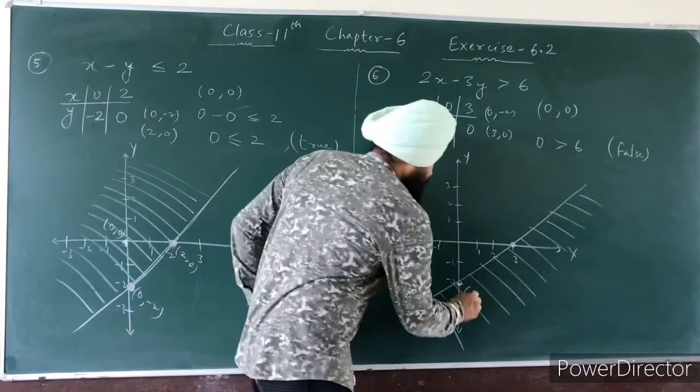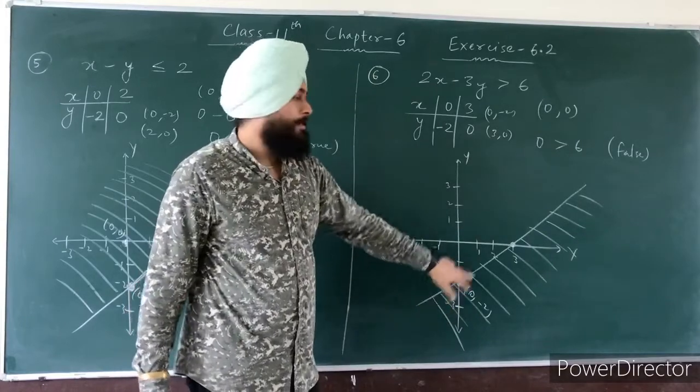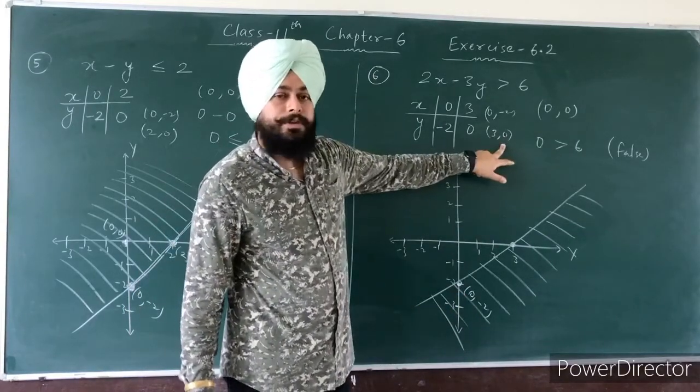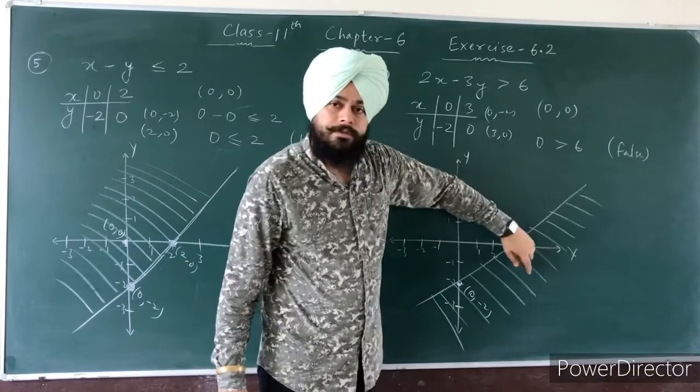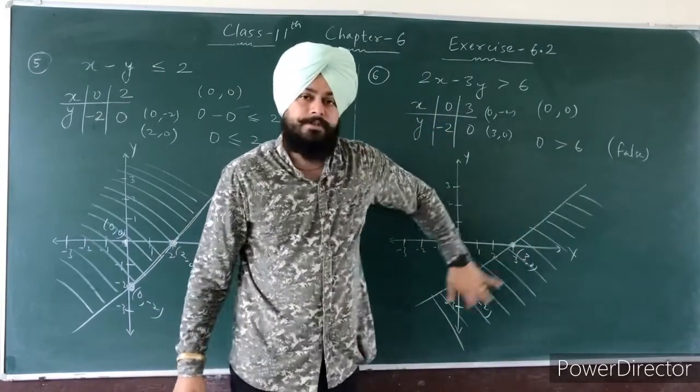So here the point is (0, minus 2). The value of x is 0 and the value of y is minus 2. The second point is (3, 0). So (3, 0) is on the right of the origin. So here the point is (3, 0). Now you can join both these points using a scale.